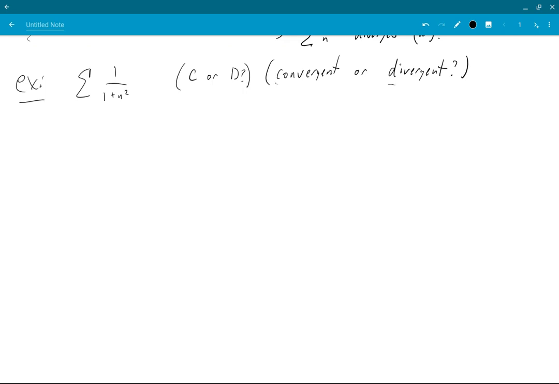So I'll use the integral test. So we'll say let f of x be 1 over 1 plus x squared. What can we say here? Well, I need to check that the function is positive. F is positive. Okay, that's obvious. X squared is positive, right? Decreasing.